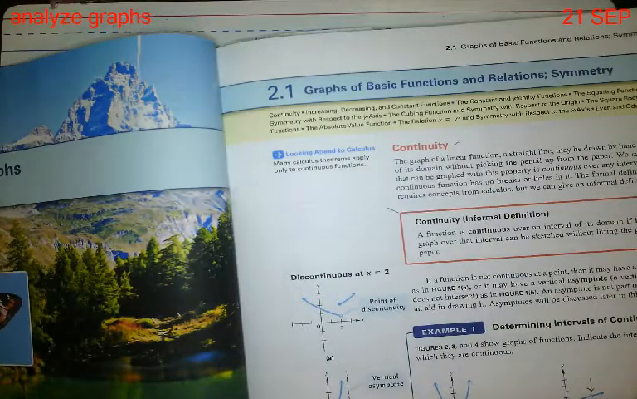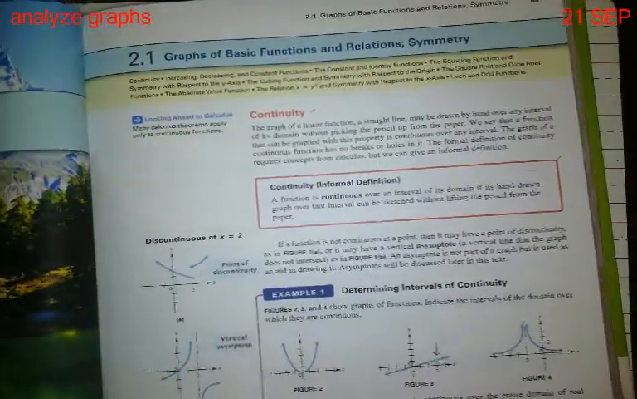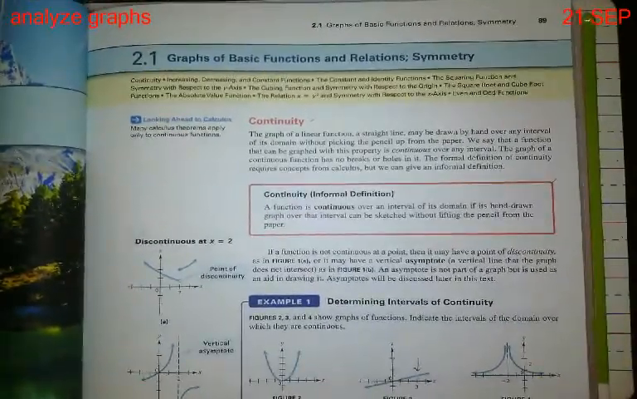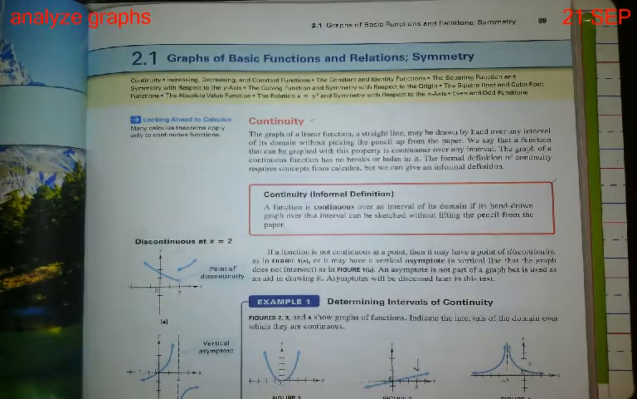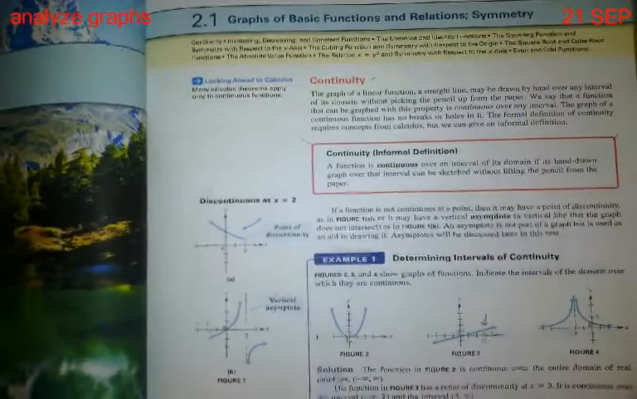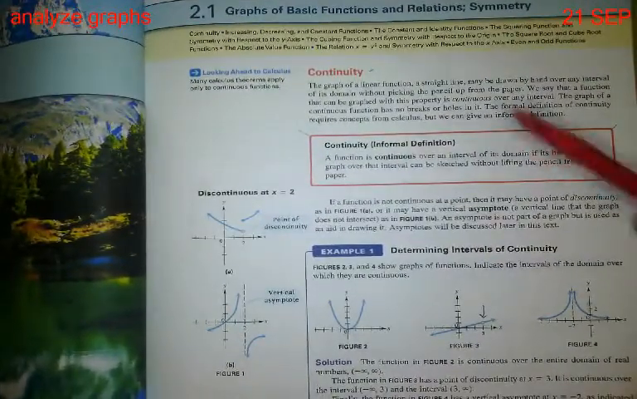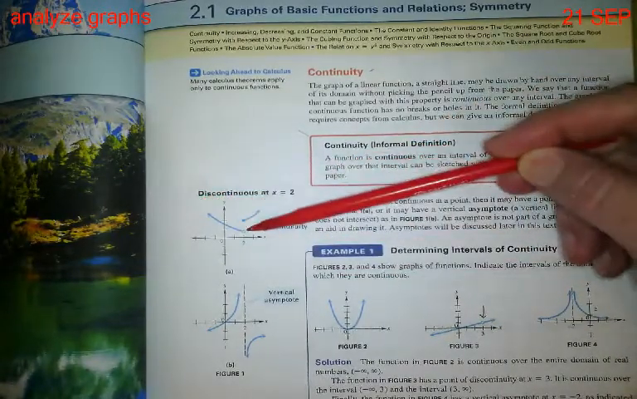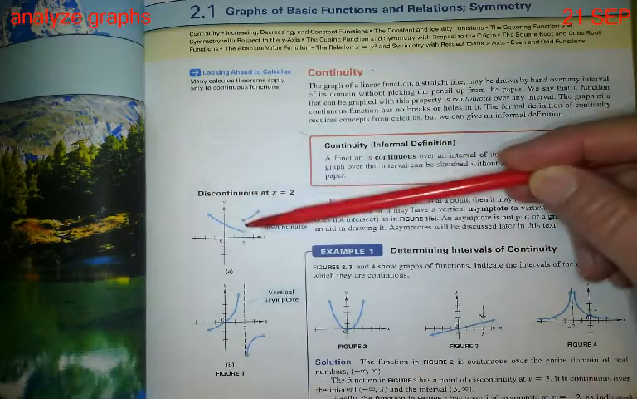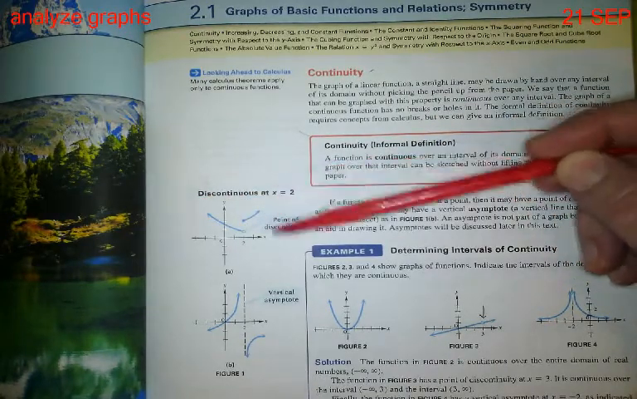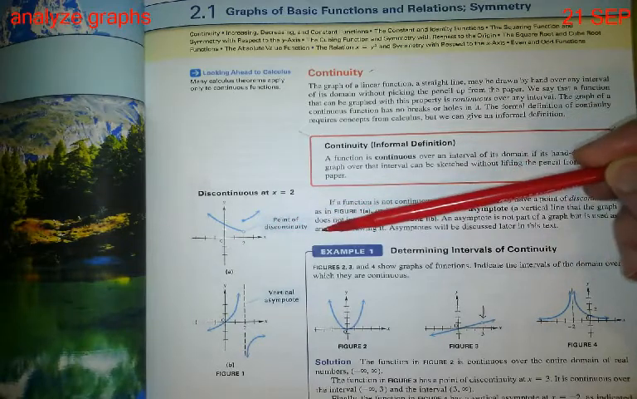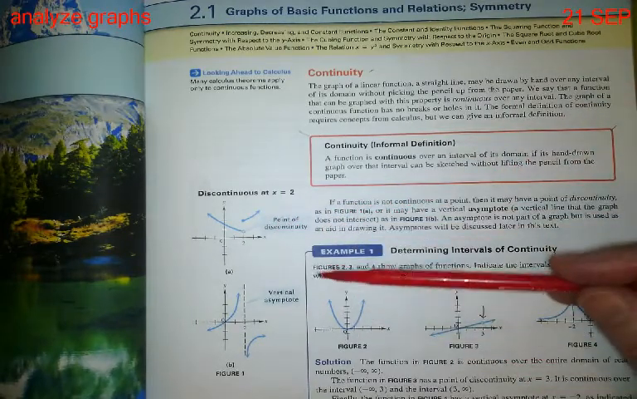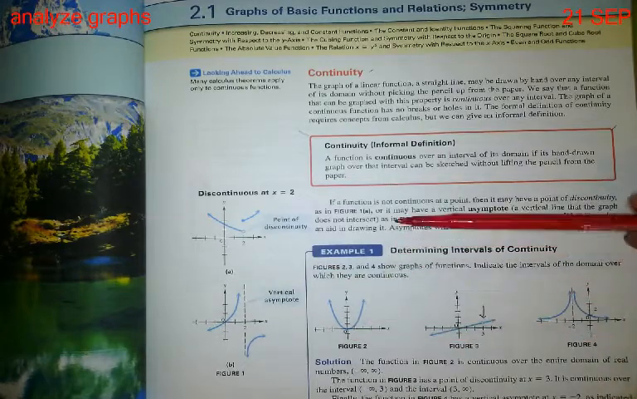Okay, it's still the 21st of September, Monday, and we are talking about analyzing graphs. One of the things that we want to be able to do is tell whether graphs are continuous or not. So if we look at this right here, a graph where you have to pick up your pencil to draw it. So here I draw this line, and then I pick up my pencil and draw that line. That's discontinuous.